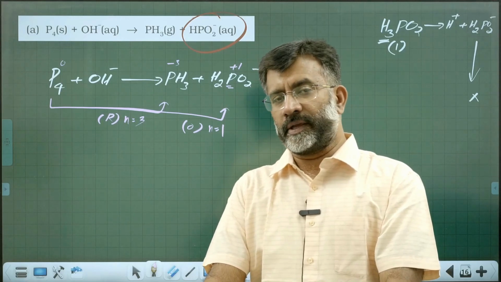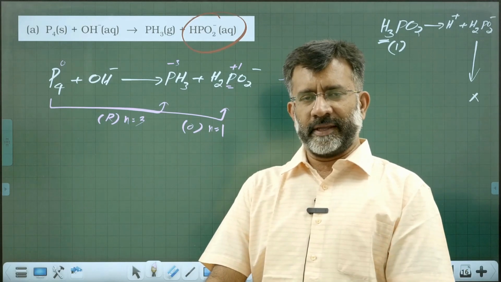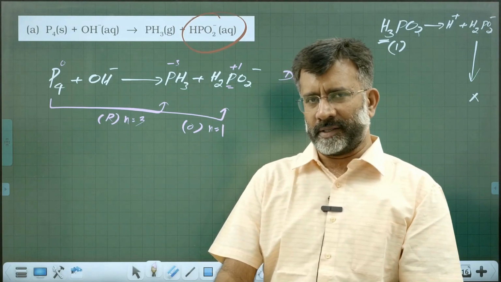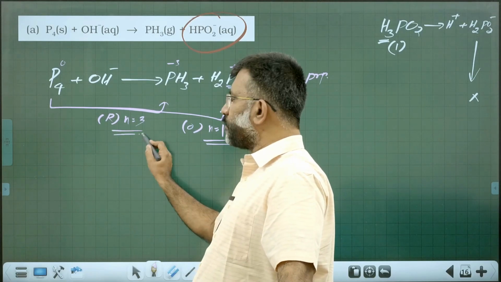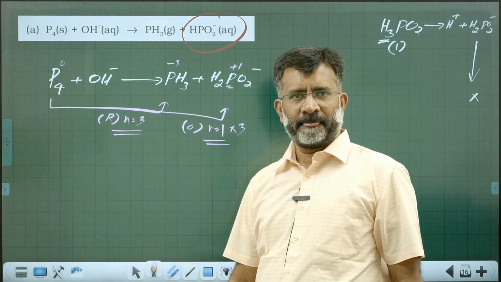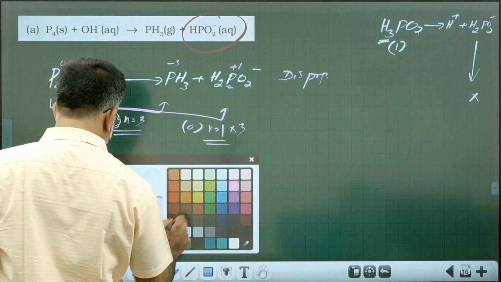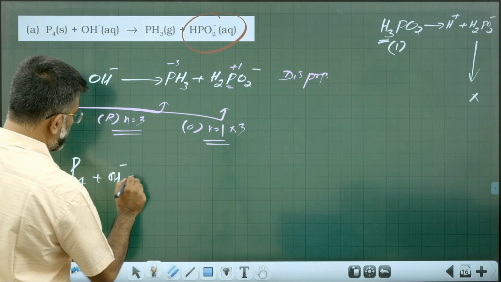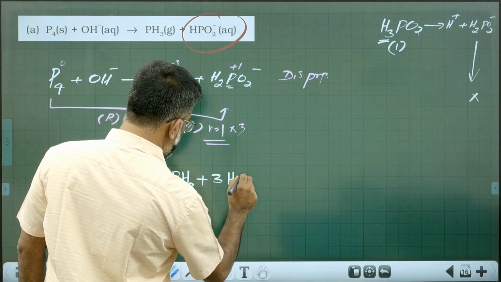So how can we equalize in a disproportionation reaction? You can apply some simple logic. The number of electrons lost and gained should be made equal. So what can be done is, you multiply this with 3, so that here it will be 3. There is already 3. So what is the new skeleton becoming? P4 plus OH minus giving PH3 plus 3H2PO2 minus.